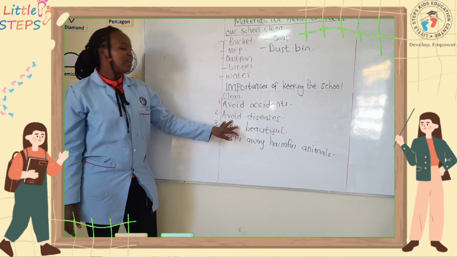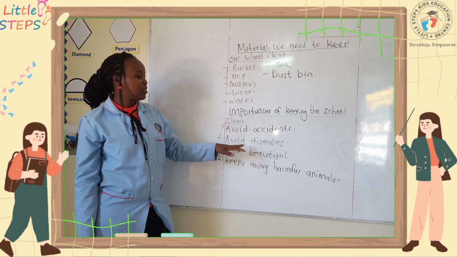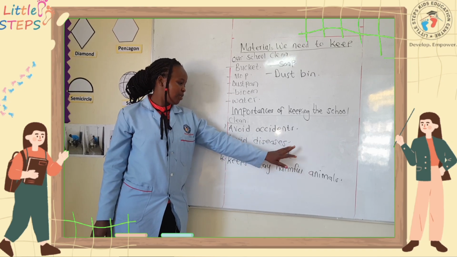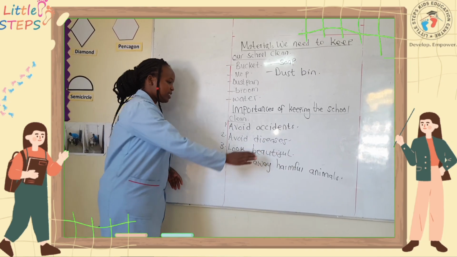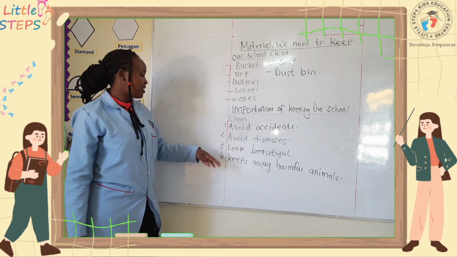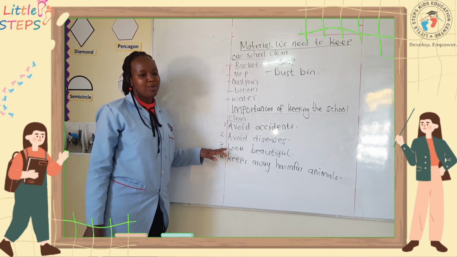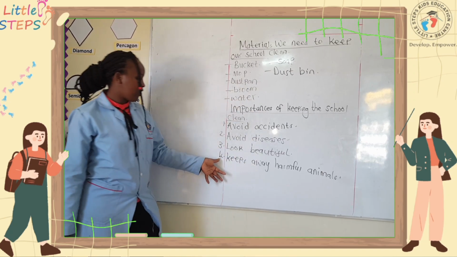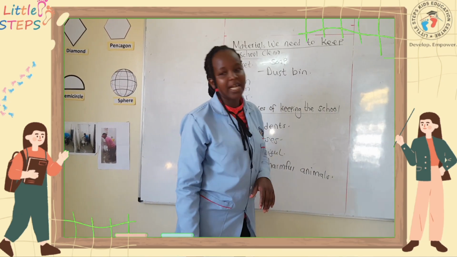And number two, we'll avoid diseases. If you live in a clean environment, you're not likely to come in contact with germs, and so you will not have diseases. Let's go to number three, whereby if you keep the school clean, it will look so beautiful. A clean school looks beautiful. And number four, if you keep the school clean, it will keep the harmful animals away.